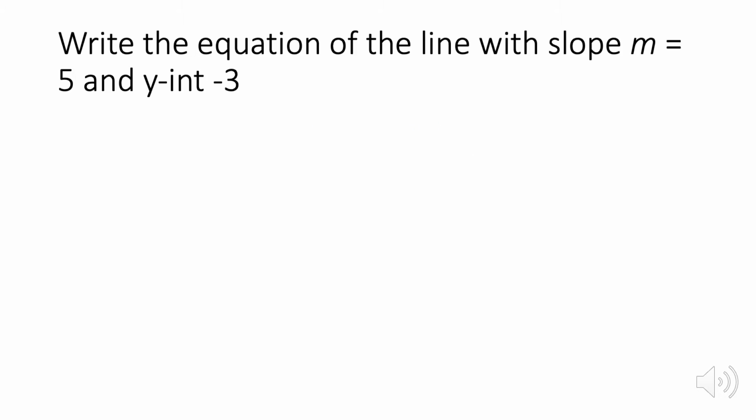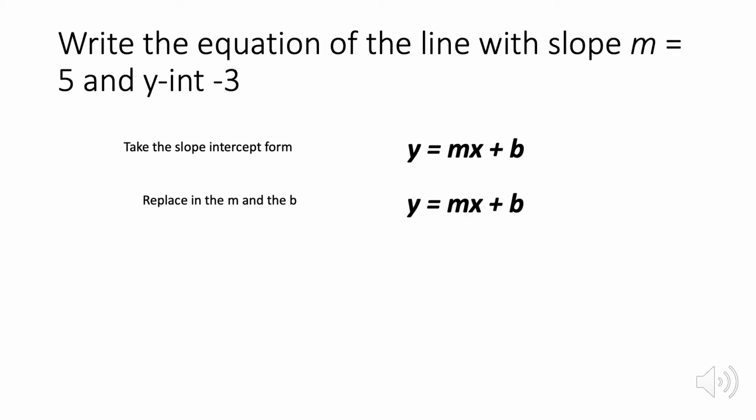y-intercept. So for example, if we're asked to write the equation of the line with slope m equals 5 and y-intercept equal to -3. From y equals mx plus b, we substitute or replace m and b. So we have y equals 5x plus -3, or simply y equals 5x minus 3. So very easy.